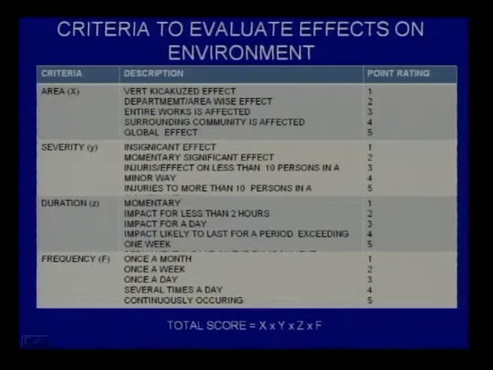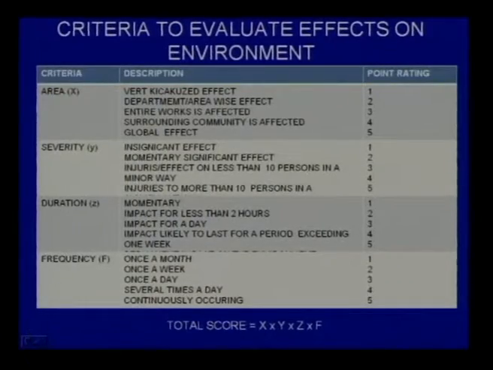There could be something which has an effect on the department, some may be on the entire works, and these are given different values. Localized effect 1, departmental or area wise 2, 3, 4, 5. These are arbitrary. You could say why not 1, 4, 9, 13, 18. You could do that, but it is a question of grading, and after a lot of discussion they have said this is good enough. Like even in academics you give A, B, C, D and certain values are assigned.